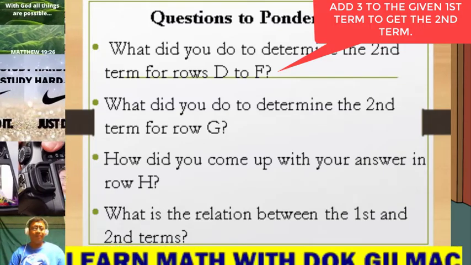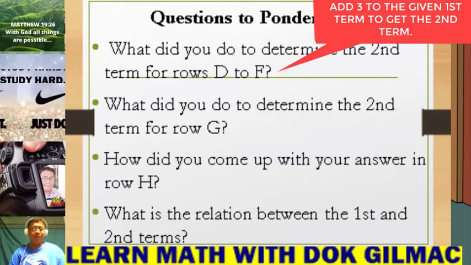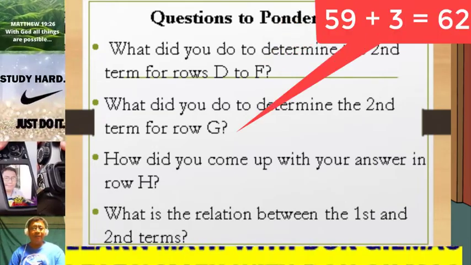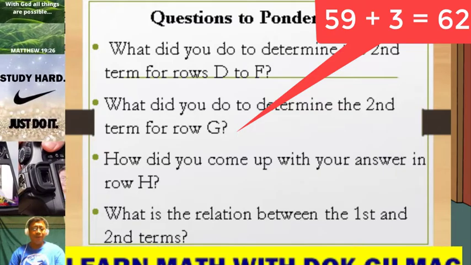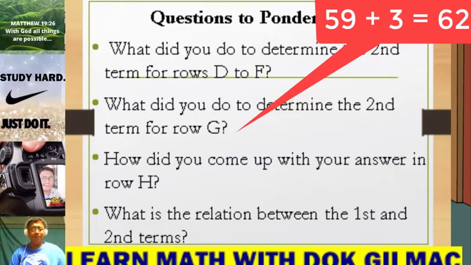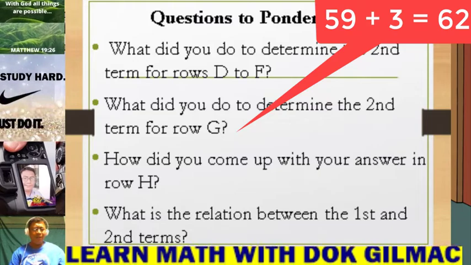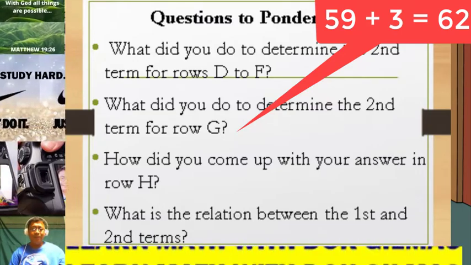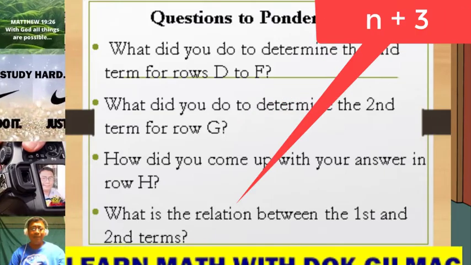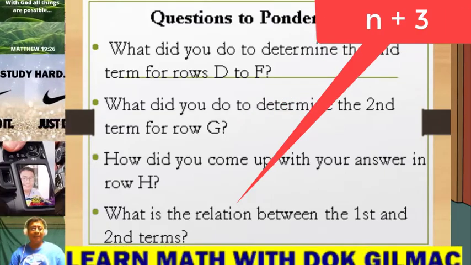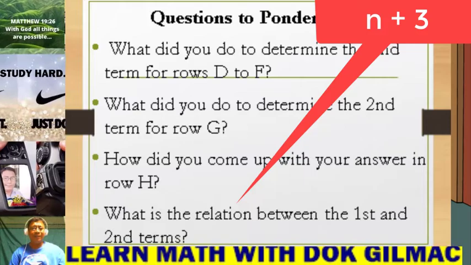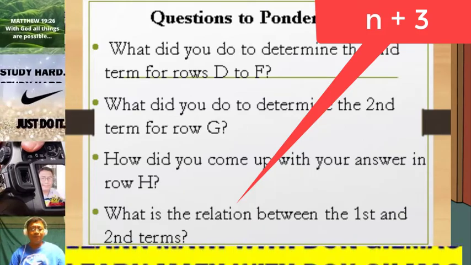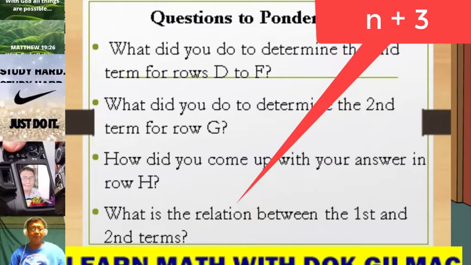How about in row G, which is 59? 59 plus 3 is simply equal to 62. What is the relation between the first and second terms? Simply have N plus 3. As you can see, you just add 3 to the given first term. So take note of that.